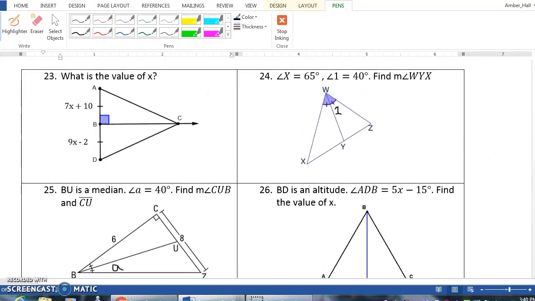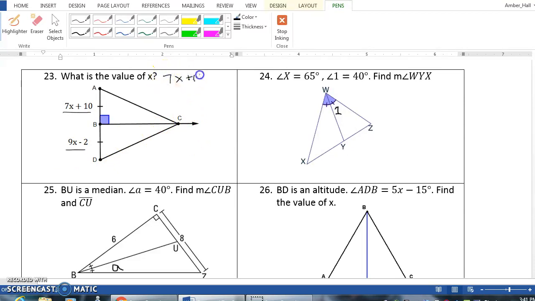Number 23. What is the value of x? Well, we're given this. I see that we have an altitude and actually a median because these two are congruent. If I know that these two sides are congruent, it gives me the measurement. Just like the previous problem, I can set them equal to each other and solve for x.